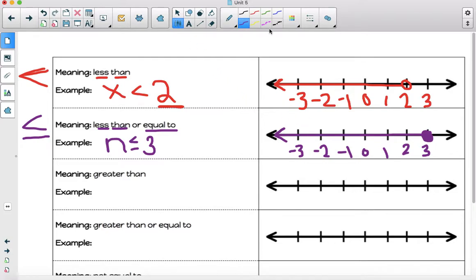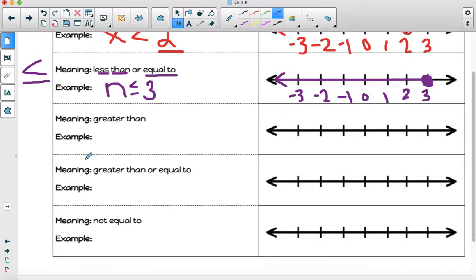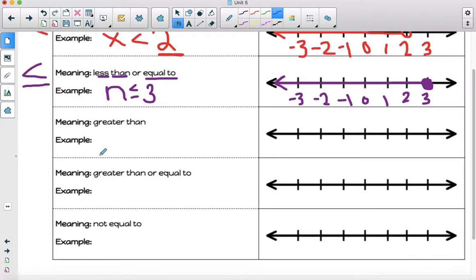Hopefully this is sounding somewhat of a review. I know that you guys talked about this in 6th grade, so hopefully it's sounding like a review. So now we have our greater than symbol, so greater than means that it would be opening up to the left. Okay, so greater than, for example, x is greater than, let's go with 0.